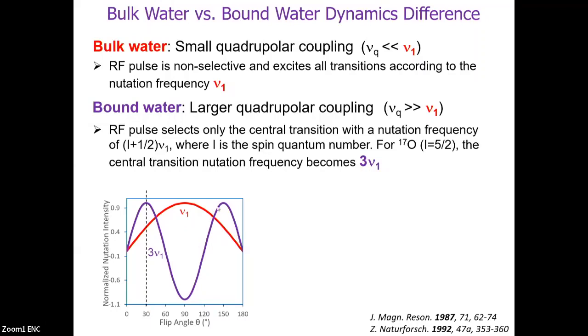If we choose a small flip angle, such that the bound water is actually at a 90-degree flip angle for max signal, the bulk water is reduced to 50%. So we are in the right direction, but it's not enough because you just reduce the signal by half. So how are we going to reduce it even more?